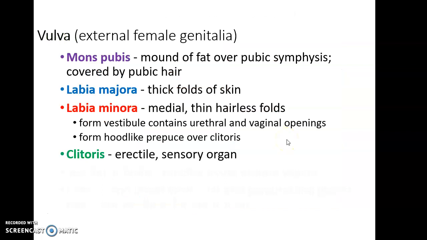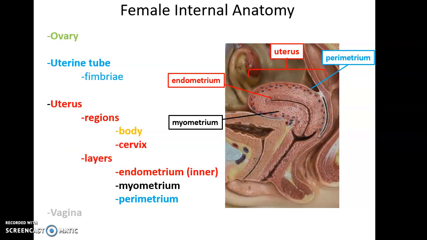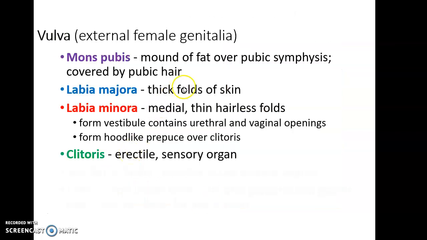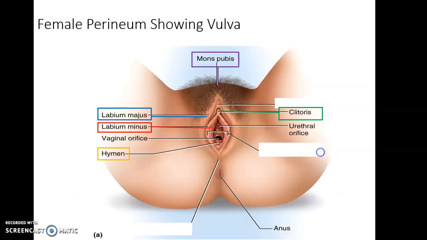And then of course here is the vagina. The vulva is the external female genitalia. It includes the mons pubis, a fatty bit of tissue over the pubic symphysis, covered in pubic hair, the labia majora, the outer thicker folds of skin, the labia minora, the inner thinner folds that are hairless, and of course the clitoris, the erectile tissue structure of the vulva.